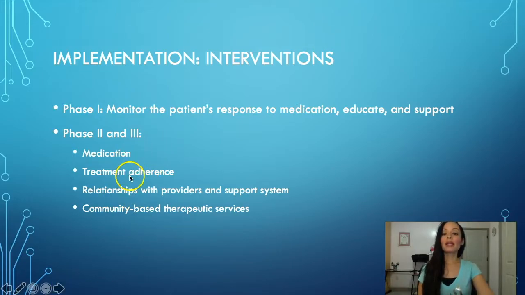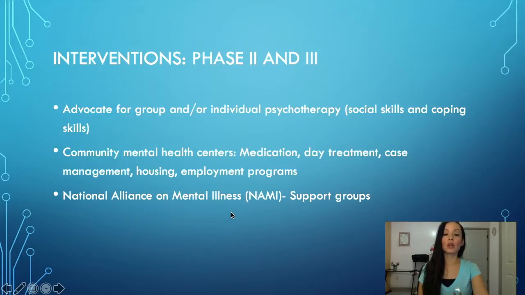So once again, medication, treatment adherence, relationships with providers, and them having a support system is very important, and community-based therapeutic services. You want to advocate for group and or individual psychotherapy. You want them to know about community mental health centers, day treatment, case management, housing, employment programs, and the National Alliance on Mental Illness has support groups, and once again, a support system is very important. For anything really, not just schizophrenia.